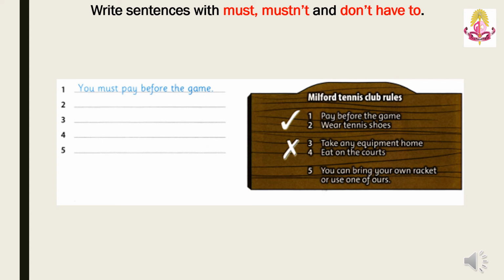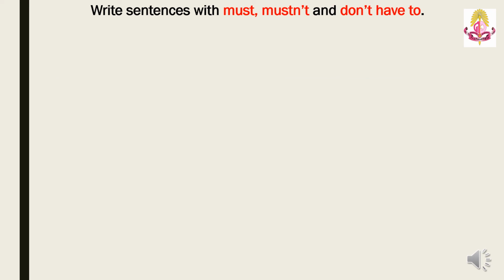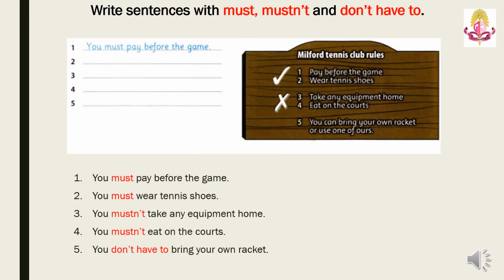So you have to write sentences with must, mustn't, and don't have to. Number 1 is done for you. You must pay before the game. Write the answers in your notebook. Okay, here come the answers. Number 1 was done for you. You must pay before the game.